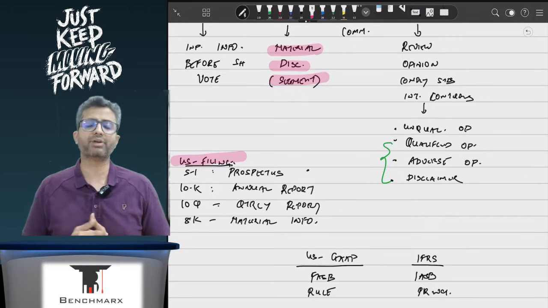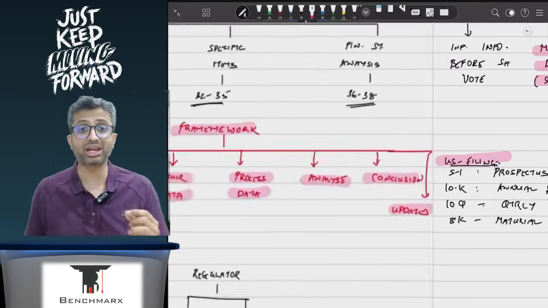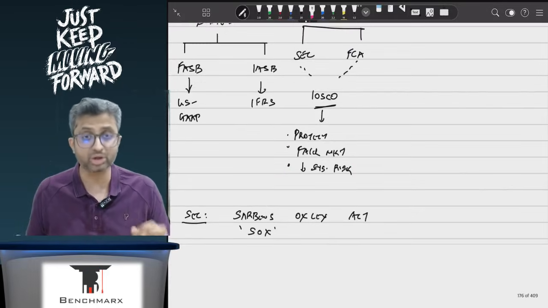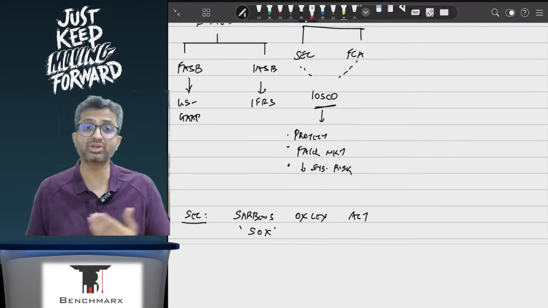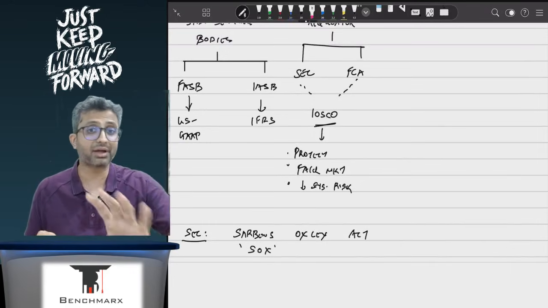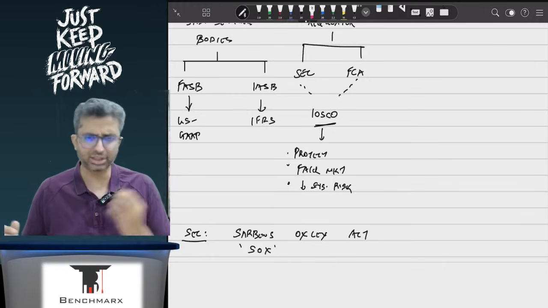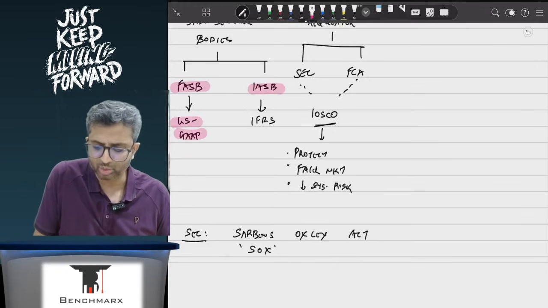Now, these accounting frameworks in the US are under US GAAP, which is set up by FASB, the Financial Accounting Standards Board, and IFRS, which is used globally in close to 150 odd countries on the planet, which is International Financial Reporting Standards, by IASB, the International Accounting Standards Board. So these are the two main bodies which will govern the accounting standards.